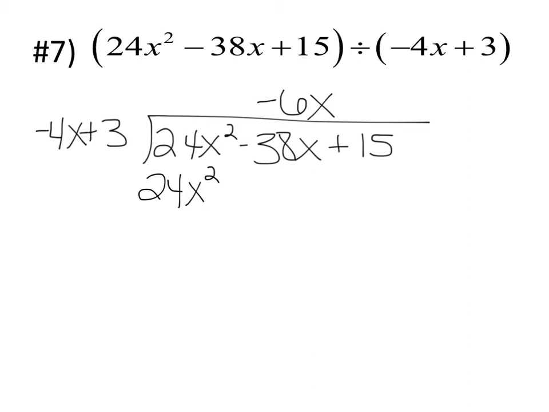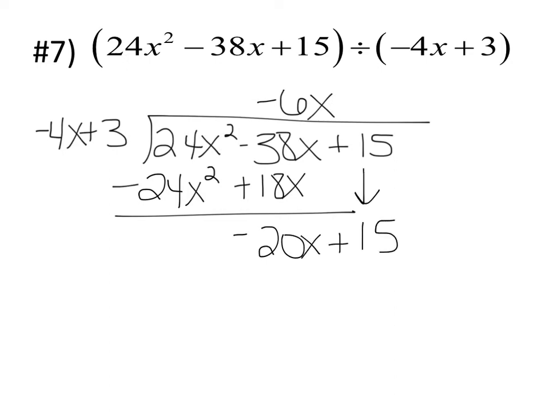Negative 6x times 3 is negative 18x. Always change your signs. These should always cancel out to 0, which they do. And then negative 38x plus 18x is negative 20x. Bring down your plus 15. Start the whole process again.